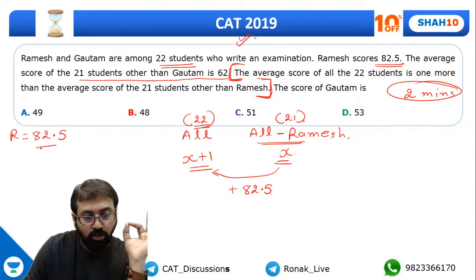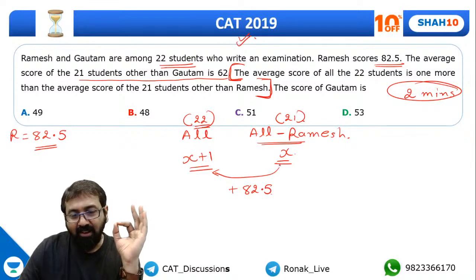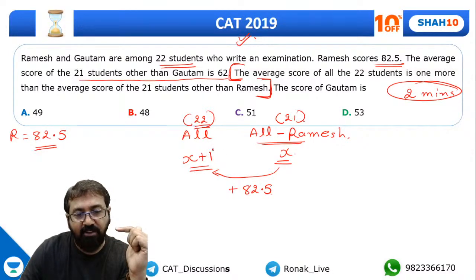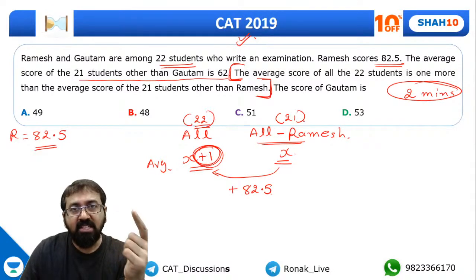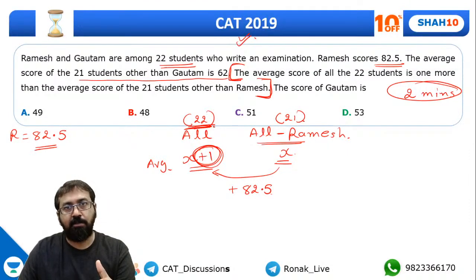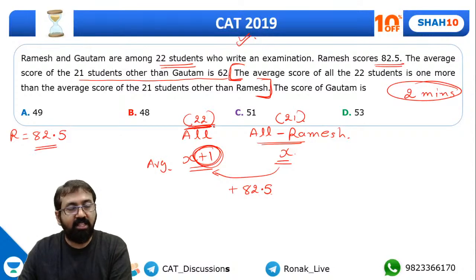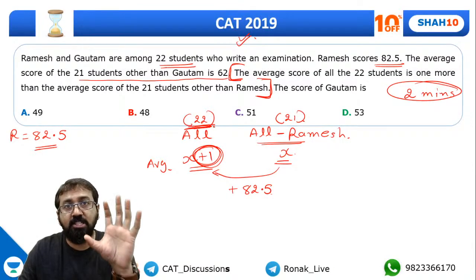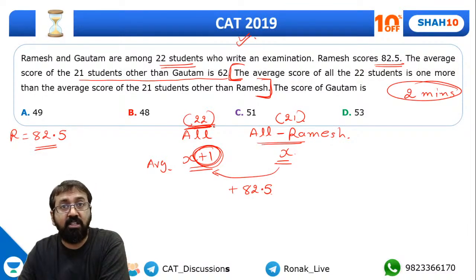We also know Ramesh's score. Because with Ramesh included the average is going up by 1, Ramesh is bringing 22 extra marks. Only then will 22 divided by 22 be positive 1, and the average will go up by 1. So Ramesh is bringing 22 extra marks in the class.